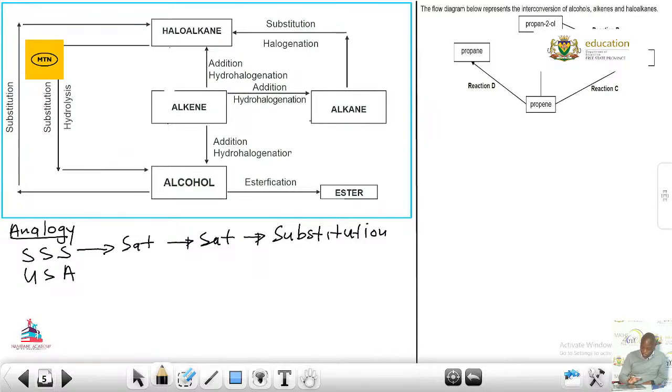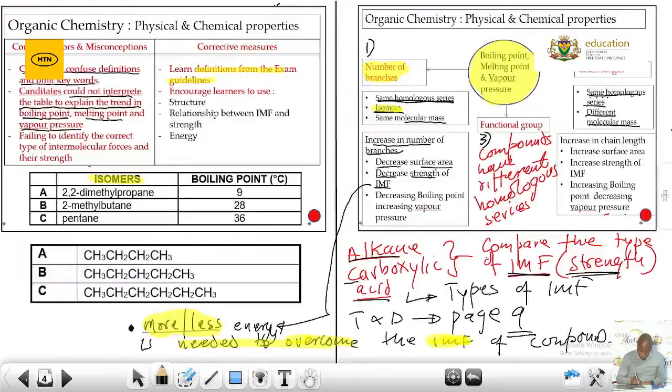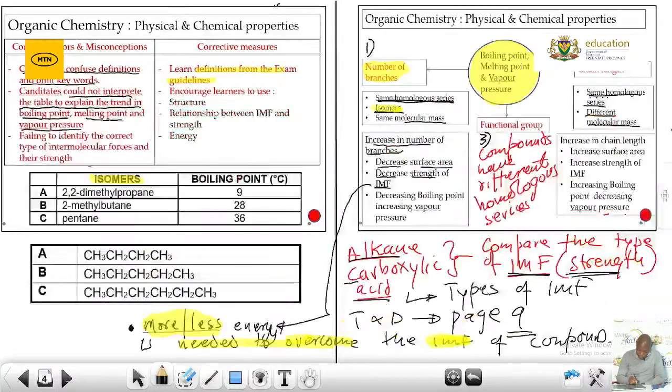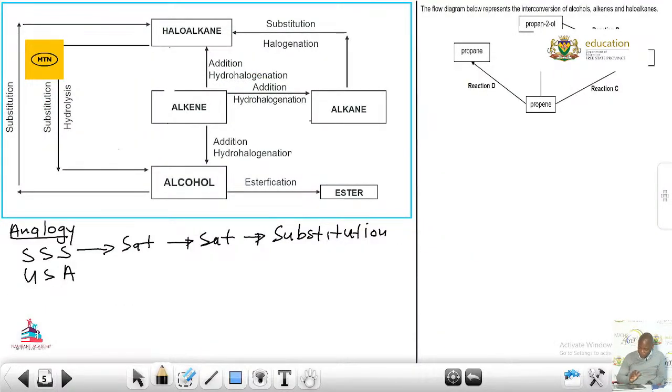When and how can one identify whether an organic molecule is saturated or unsaturated? It goes back to this specific slide, where I said that when we work with organic molecules and we are looking at a homologous series, we need to further extend it in terms of saturated and unsaturated. It is a build-up from naming and structures.